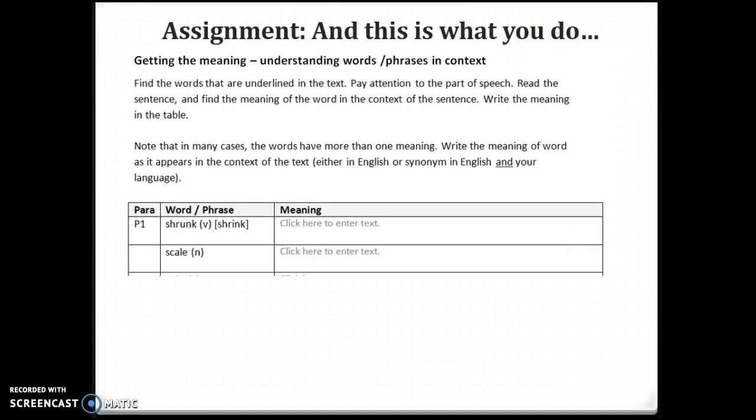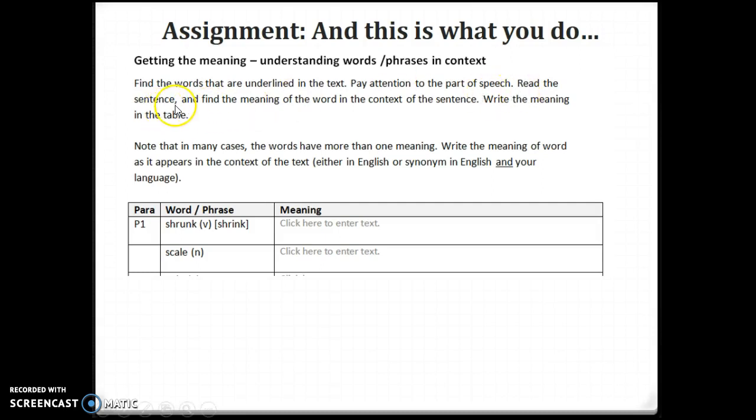So, what happens in your classroom? Many times, you are given an assignment with a list of the key words that you need to know. So it tells you where it is, and you've got shrunk and shrink, and that's a verb, and you've got the word scale, and we can see that it's a noun, and you're asked to get the meaning. And here it says, first of all, pay attention to the part of speech, because if it's a verb or a noun, it can have a slightly different meaning.